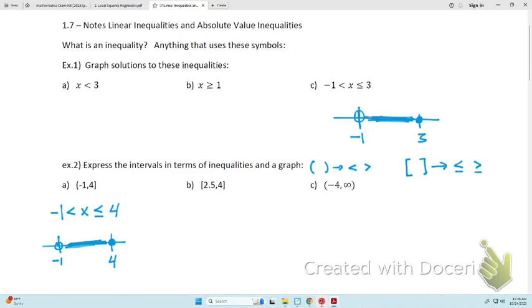Part B, you're going to have 2 brackets. So 2.5 is less than or equal to x less than or equal to 4. Draw a number line, and I bet you get the idea now.